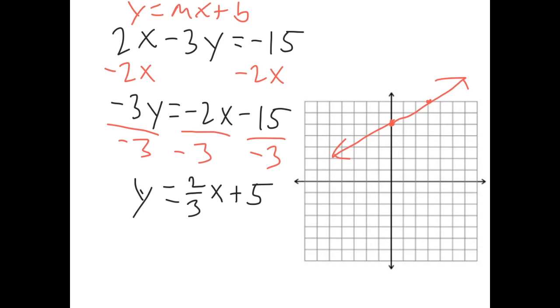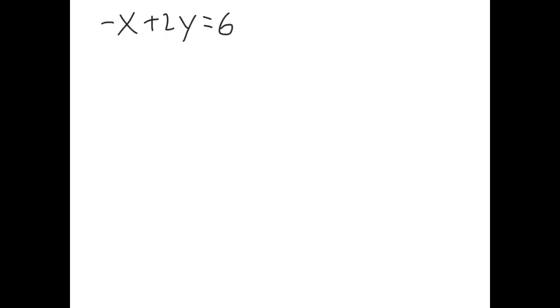Alright, let's do one more example. Here's another problem. We've got negative x plus 2y equals 6. So we need to start off by taking this negative x here and bringing it to the other side. It's a negative x, so we need to add x to both sides. So plus x, plus x.